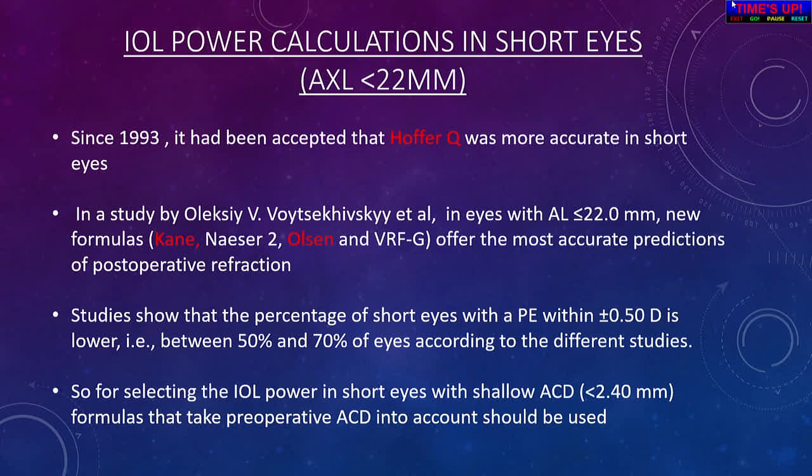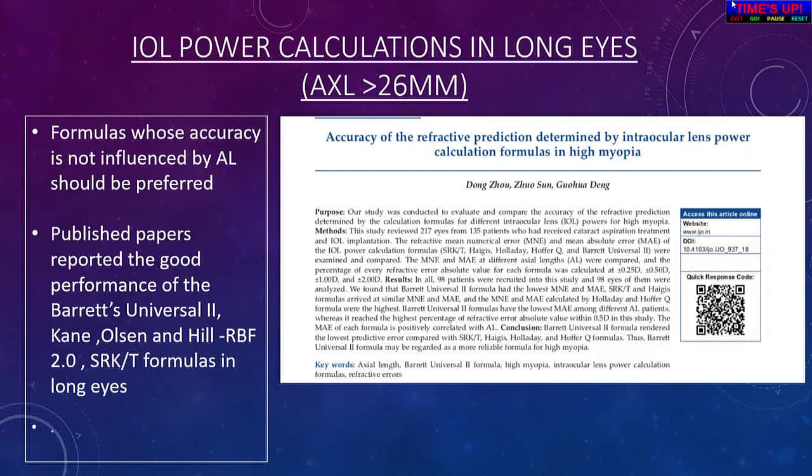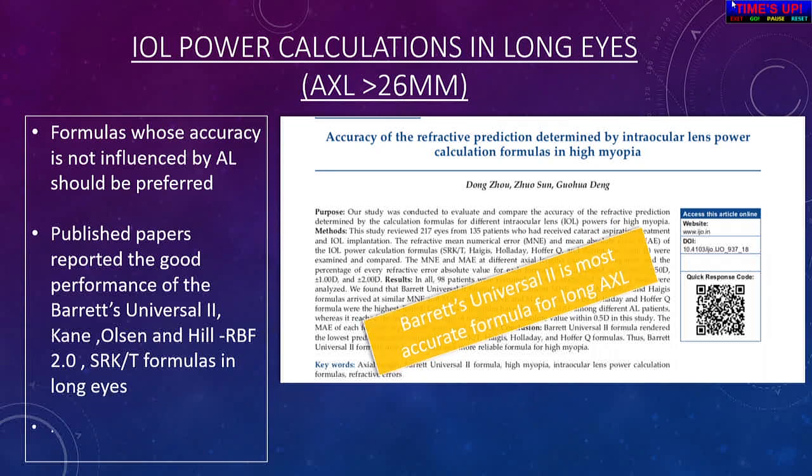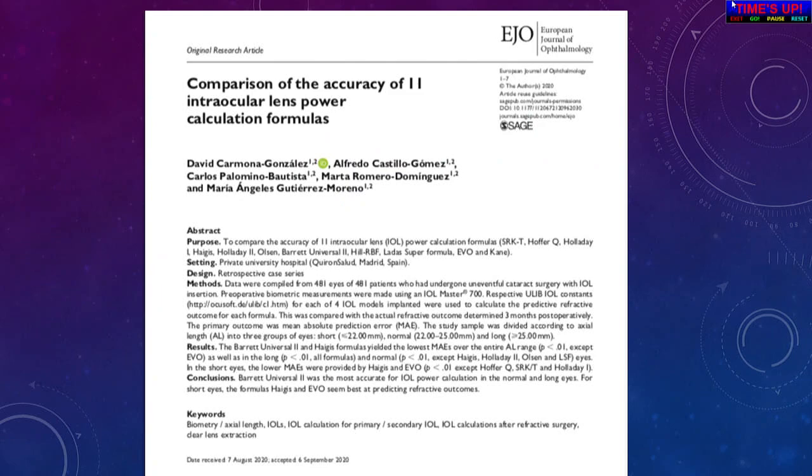This is a study comparing 11 intraocular lens formulas done in the European Journal of Ophthalmology. It includes the newer generation formulas that we recently discussed and the third and fourth generation formulas. It shows that Barrett's 2 formula is most accurate for normal and long eyes, and Haigis and EVO is better for the short eyes. Thank you.